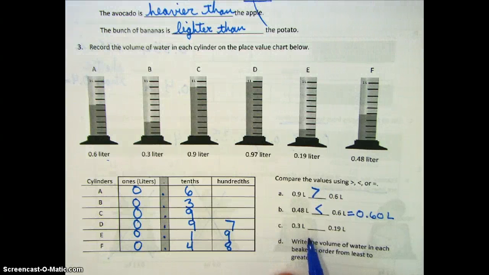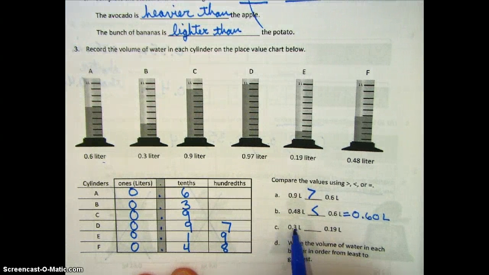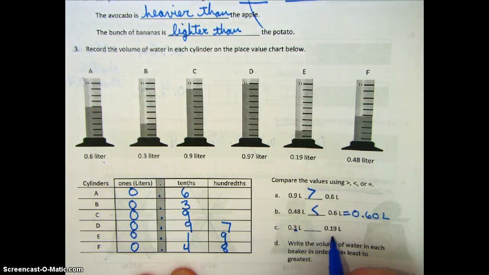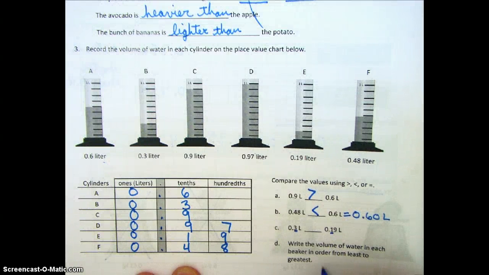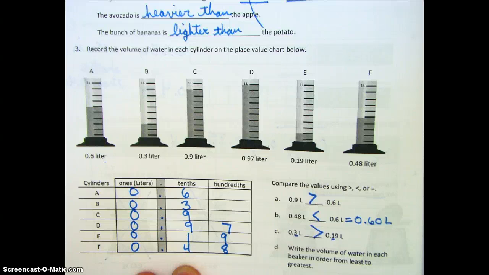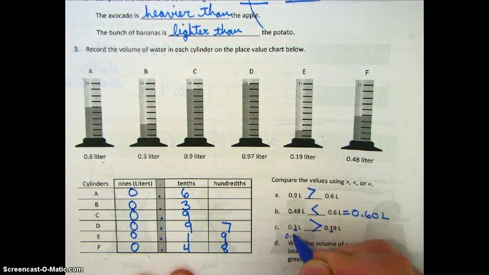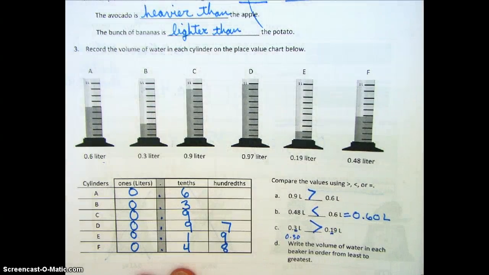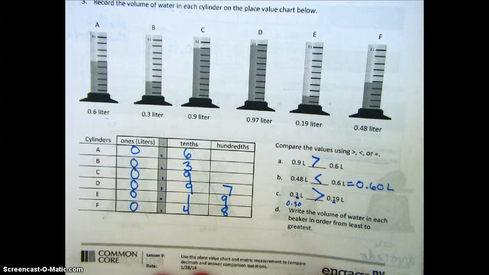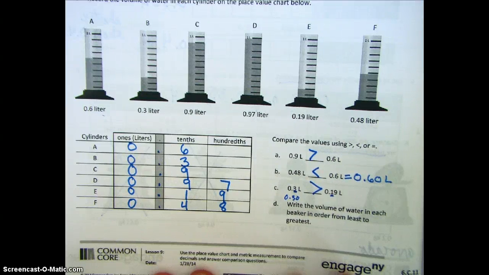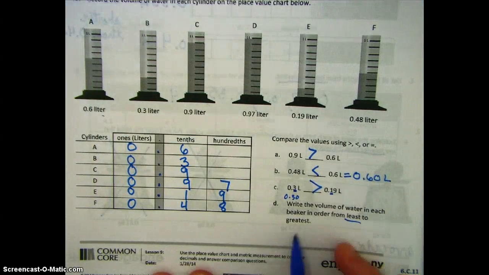Okay, and then the next one we have 3/10 versus 19/100ths. So now again, don't think about it like 3 and 19. Go one place at a time. We have a 3 in the 10th place versus a 1 in the 10th place. You know that 3 is greater than 1. Okay, and you can also think about our 3/10, remember, is just like 30/100ths. Okay, so now what we're going to do is we're going to write the volume of water in each beaker in order from least to greatest.